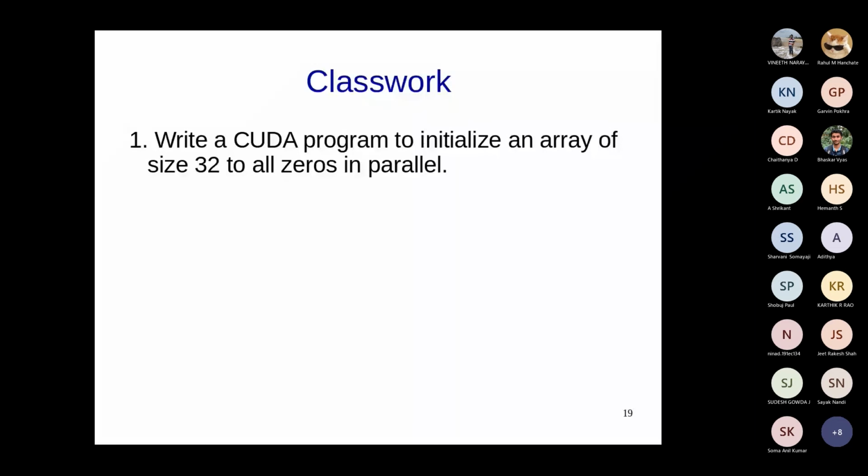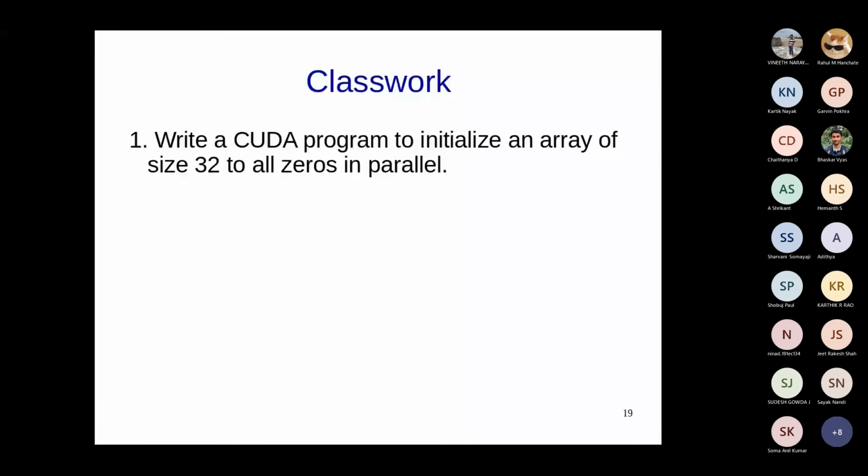Okay. So I hope you are able to scribble something. This is typically going to require you to write the kernel, which is going to get launched with 1,32. And then inside that, I need to have the CUDA malloc array, which is being passed as a parameter, like DA we have passed. That DA of threadIdx.x equal to 0 is what the main statement inside the kernel should be. Let's say that we have written this code down.